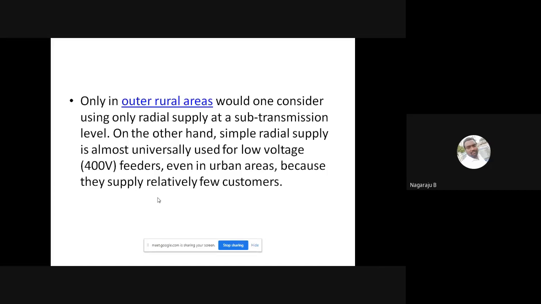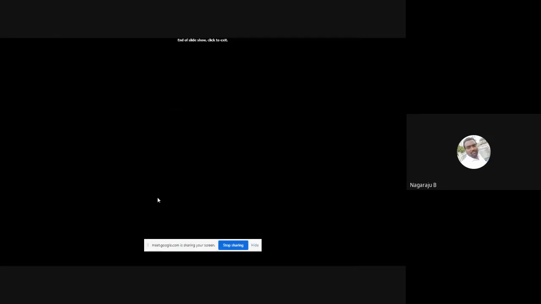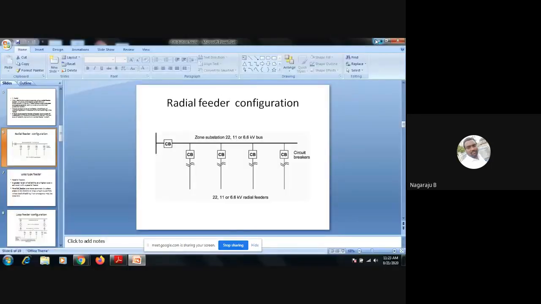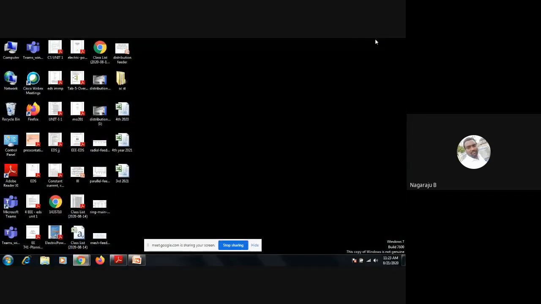Okay, so outer rural areas means at the feeder level, and at the urban areas, at the distribution areas, we are going for this particular measured type of thing. This is about the different types of distribution system.